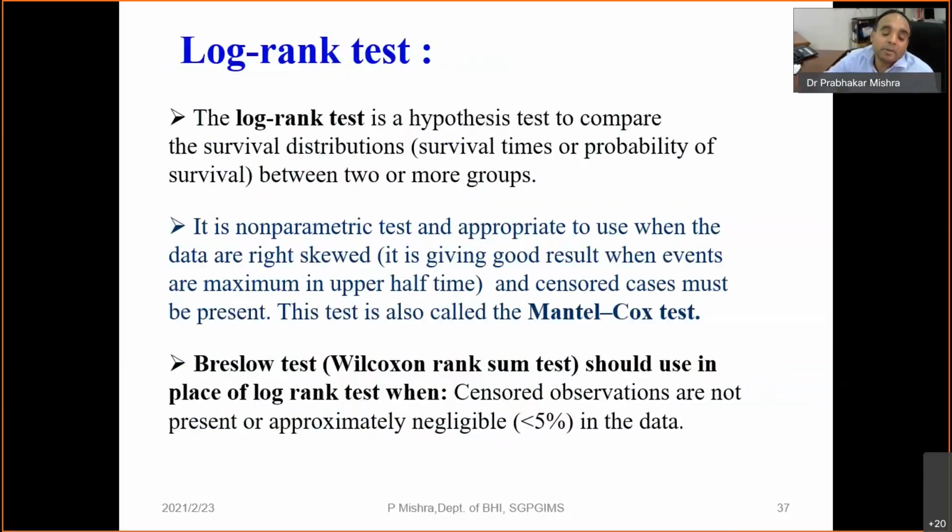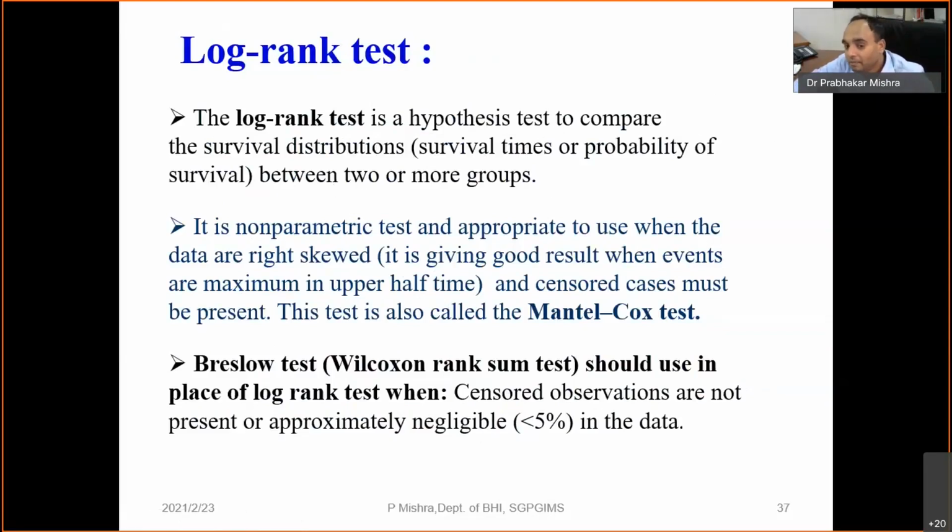First we come to the log rank test. The log rank test, which is part of the Kaplan-Meier method, is a hypothesis test to compare the survival distribution. Distribution means data. So the log rank test is a hypothesis test to compare the survival distribution, survival time or probability of survival, between two or more groups.